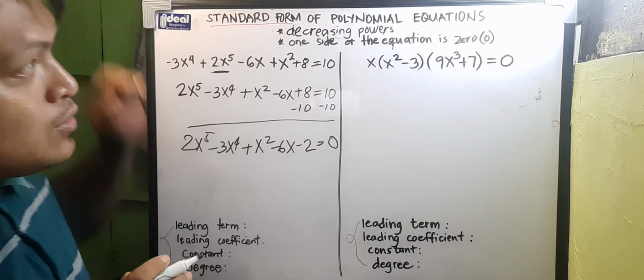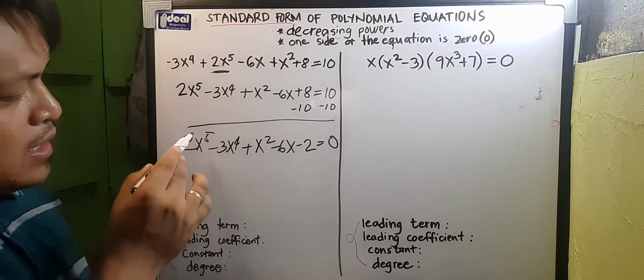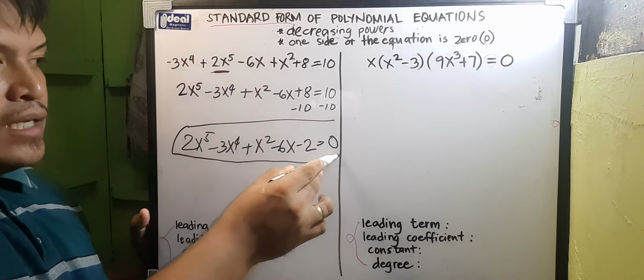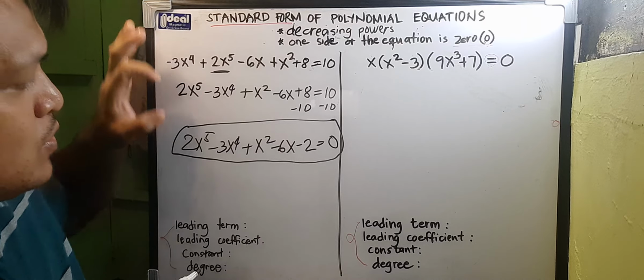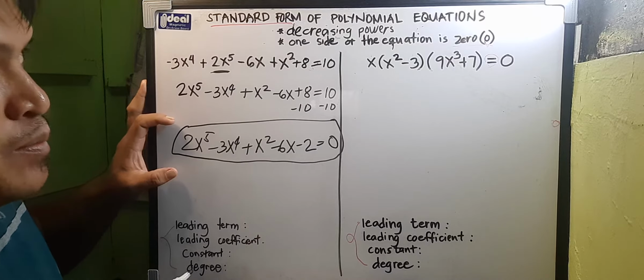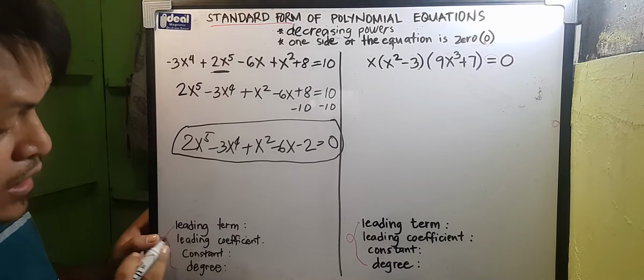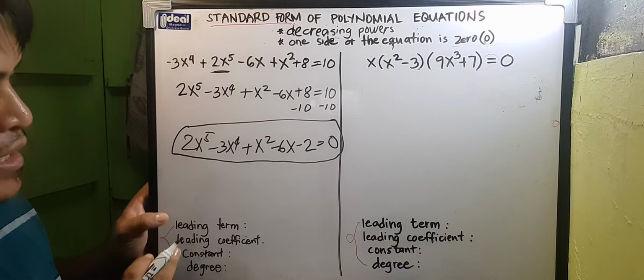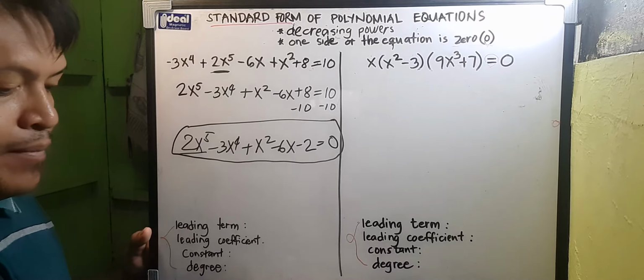So, nasatisfy na tong dalawang condition. That means this is now the standard form of this polynomial equation. So, using this standard form of this equation, we can now identify the following. The leading term means the term with the highest exponent, which is 2x raised to 5.